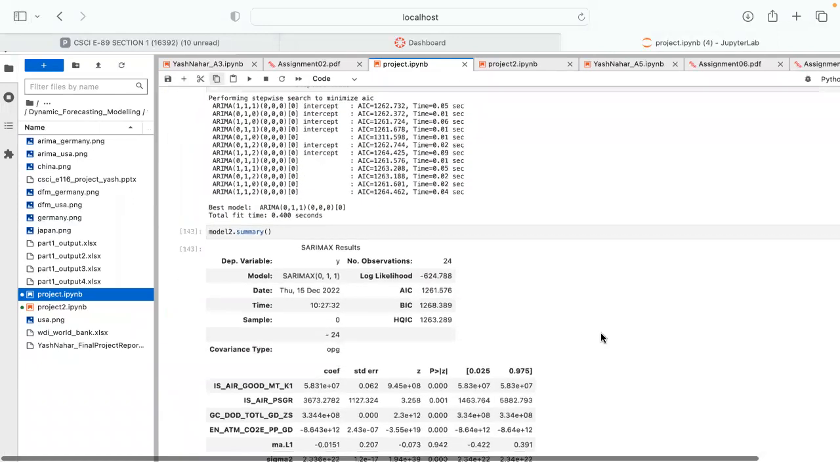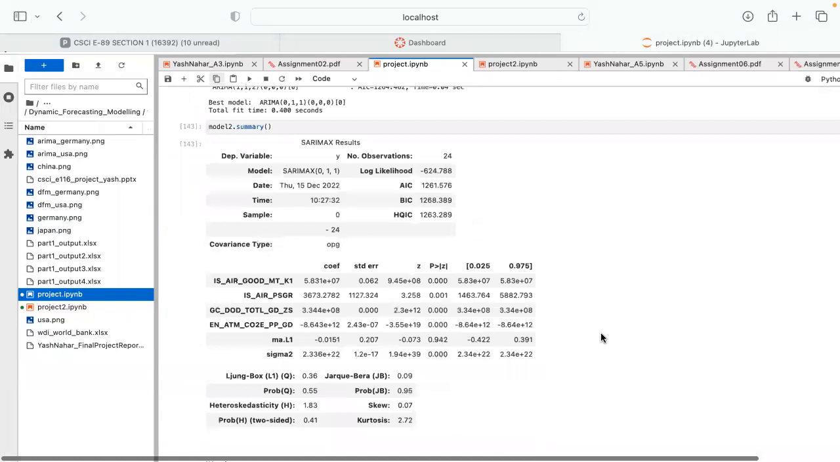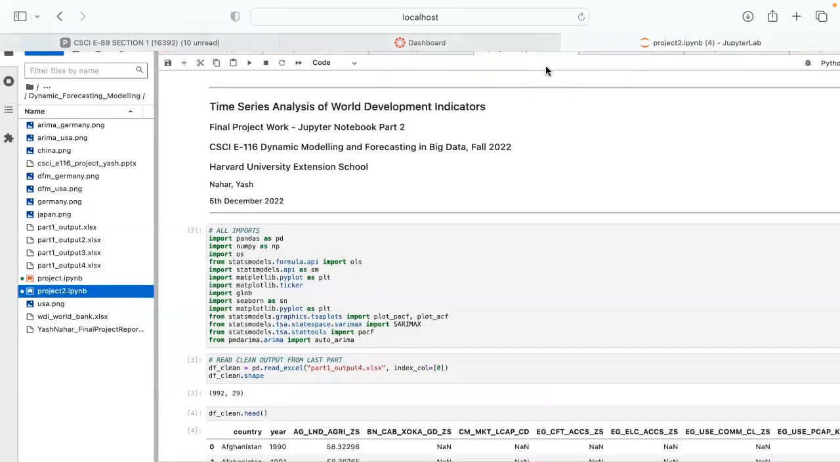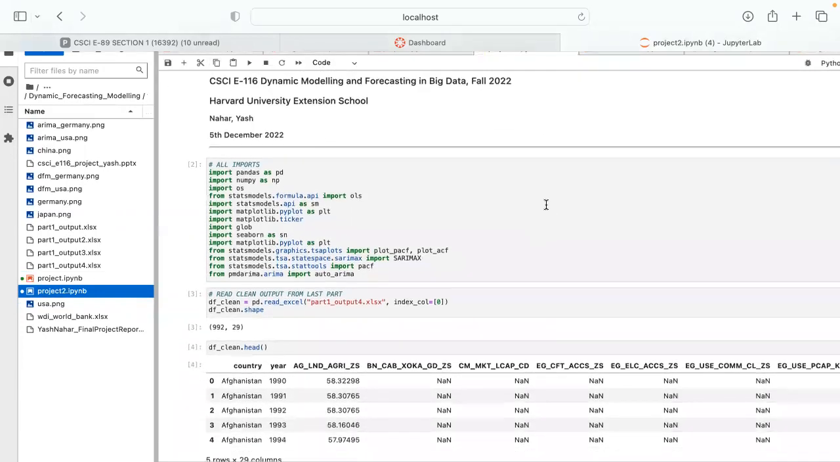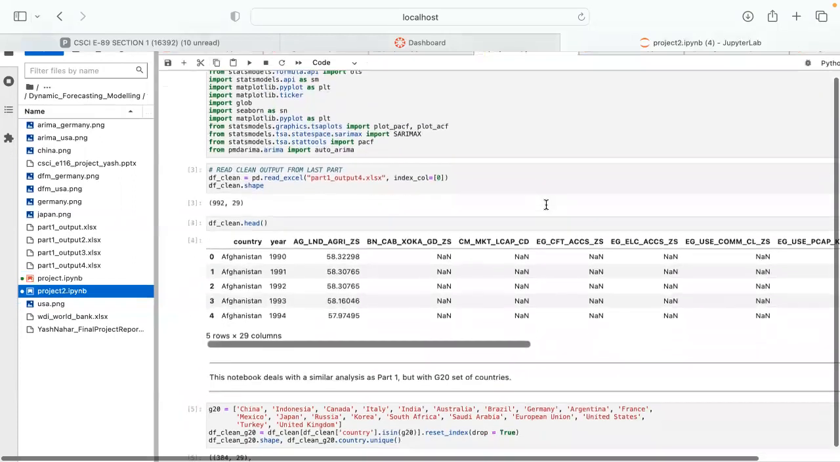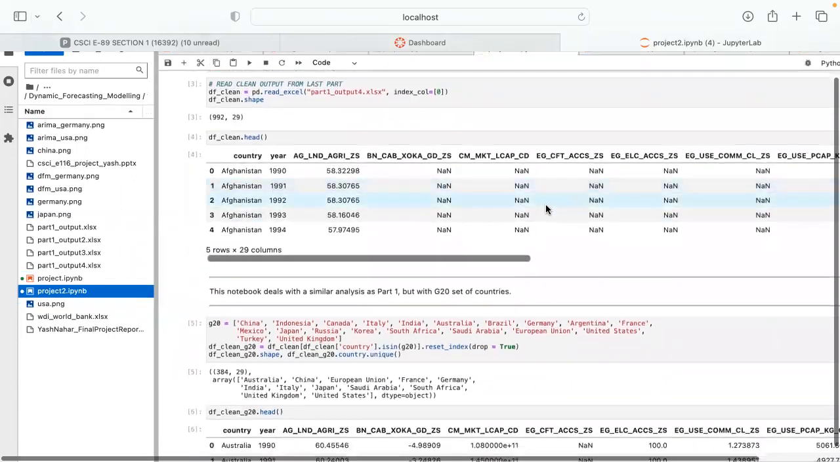And then I have done AutoArima with external regressors. It does seem to improve the model by a little bit. So this is the set of analysis that I have done. And then I have repeated a similar set of analysis with the Quad Alliance. The earlier one was G20, this is Quad.